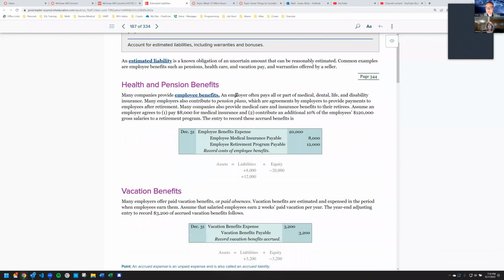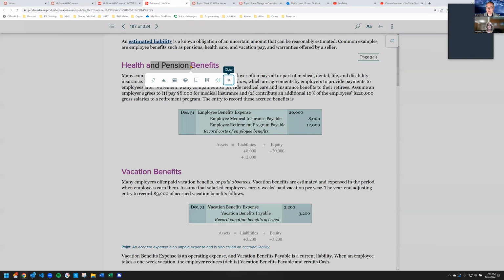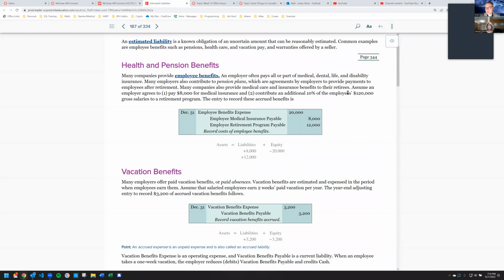Okay, estimating liabilities. These shouldn't be too bad. But I've had questions in the past from students in Nigeria or in Chile, and they're wondering, how do I know what the employee benefits are? You really don't need to worry about what they are. You just need to focus in on what they tell you it is.